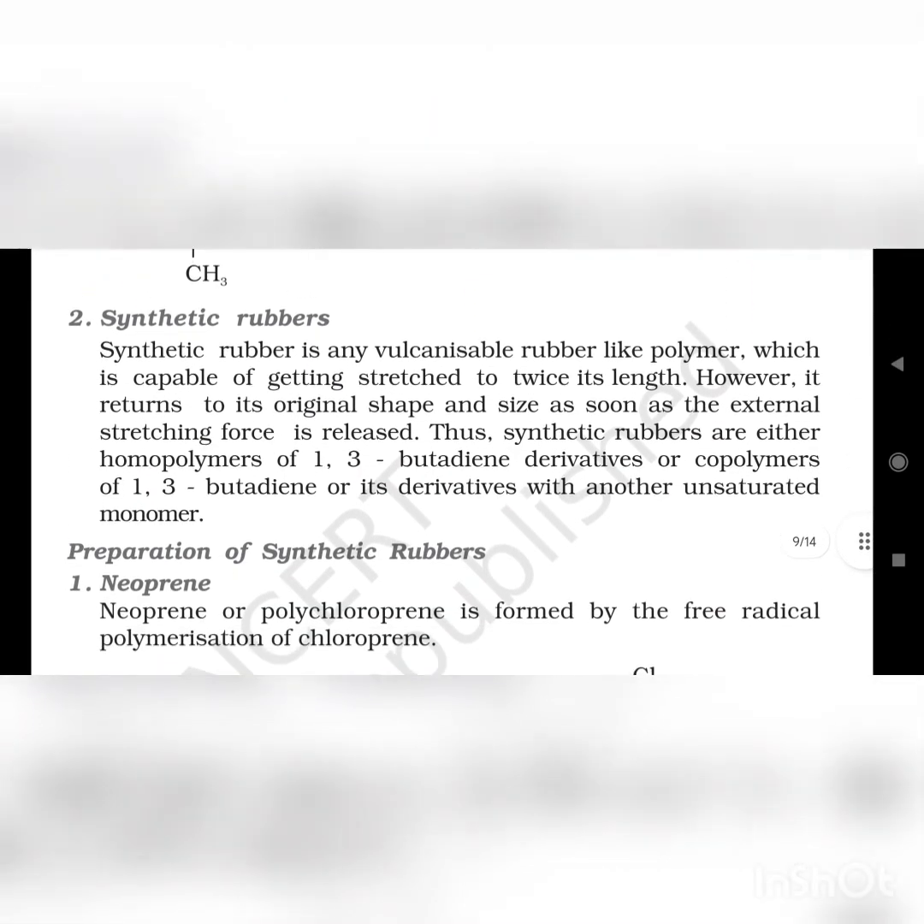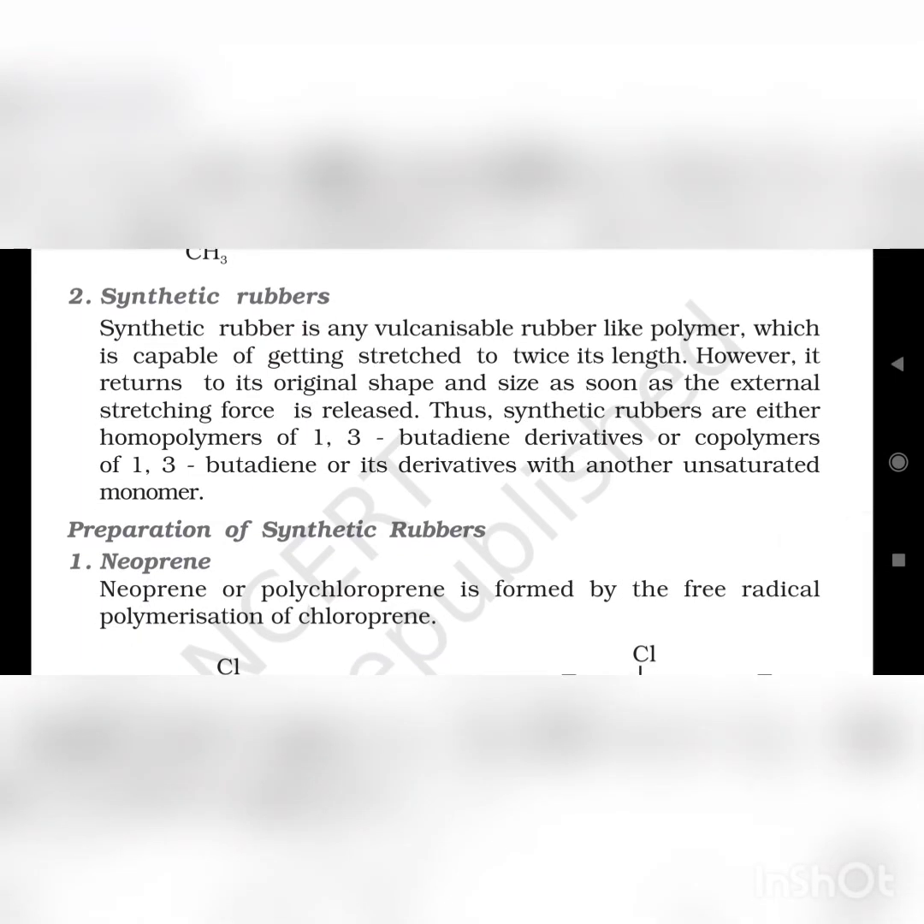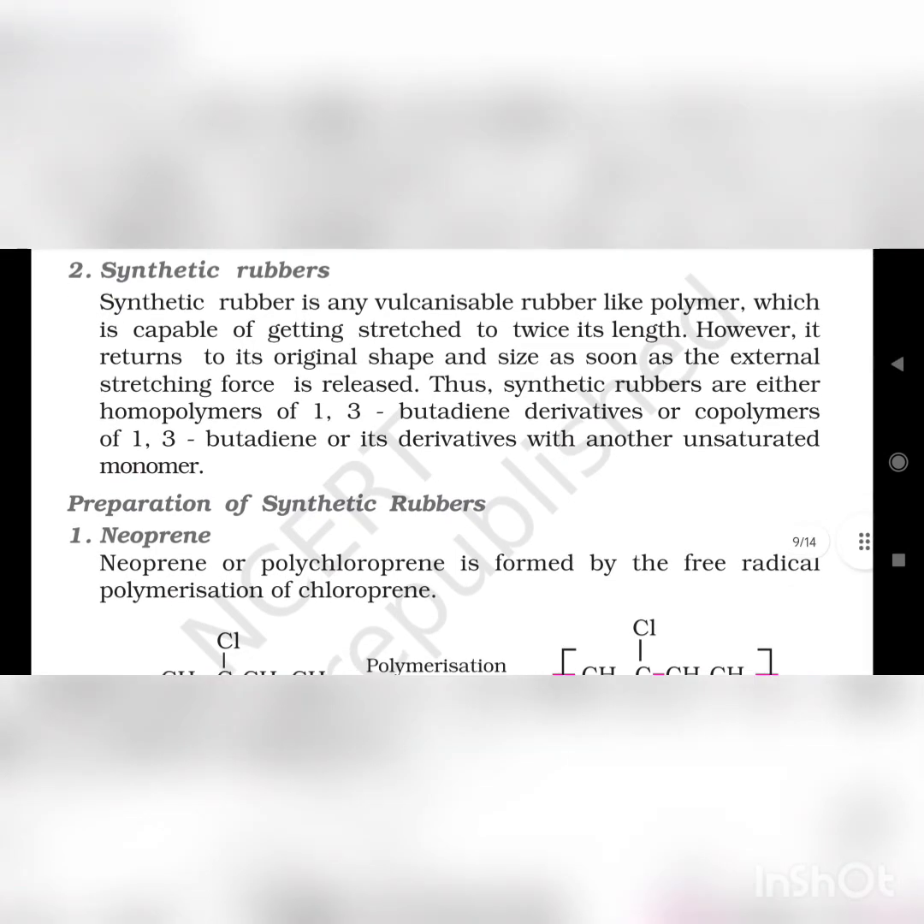Synthetic rubbers. Synthetic rubber is a vulcanizable rubber-like polymer which is capable of getting stretched to twice its length. However, it returns to its original shape and size as soon as the external stretching force is released. The synthetic rubbers are either homopolymers of 1,3-butadiene, or copolymers of 1,3-butadiene or its derivative with another unsaturated monomer.